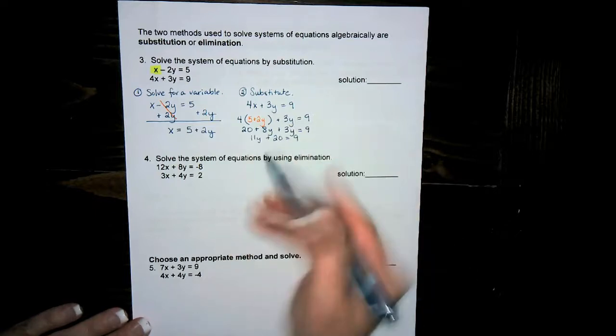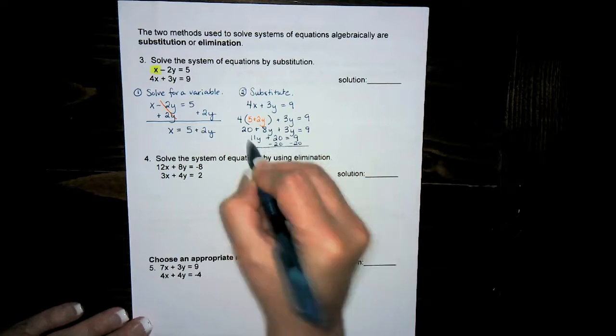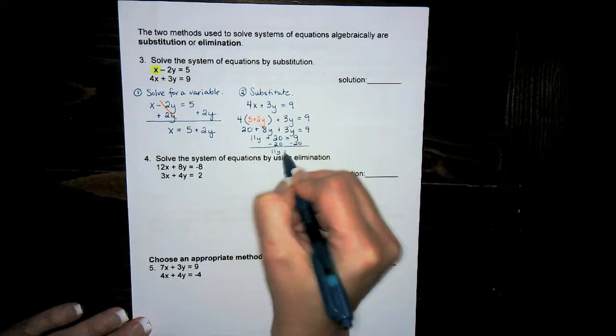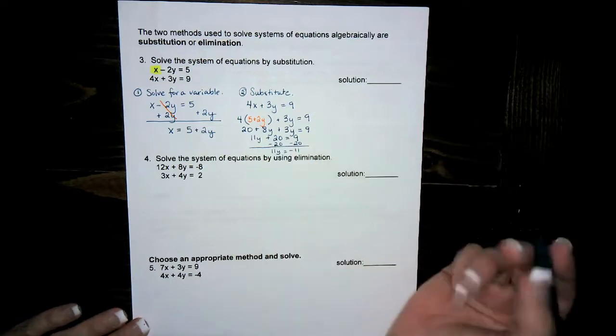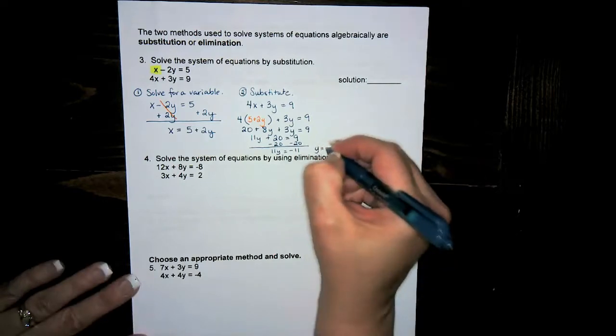And now let's get rid of the 20 by subtracting 20 from both sides. That gives me 11y equals negative 11. Well, if I divide both sides by positive 11, you'll see I get y equals negative 1.